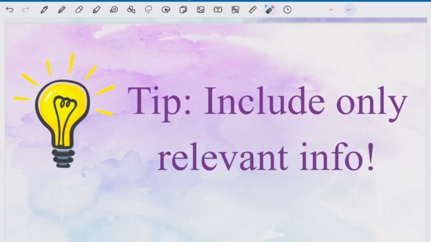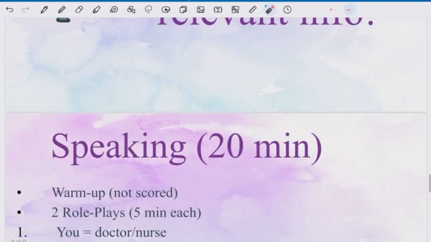So tip for this section is don't include everything in notes. You have very limited space. So only what's relevant to the task. What are they asking you to do, whether it is referral, discharge, or transfer letter? I know you must have done plenty of these in your daily routine.